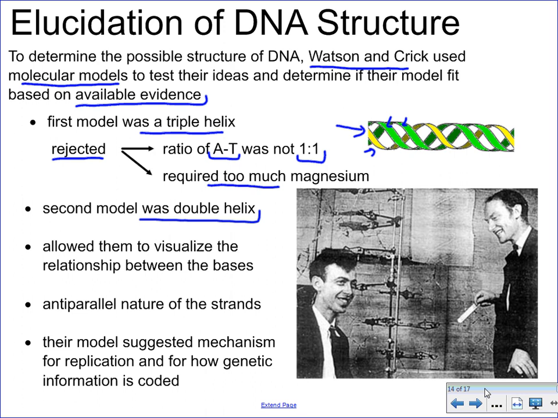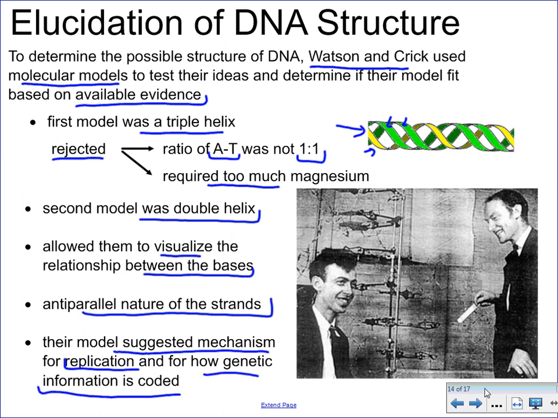Building these models allowed them to easily visualize the relationship between the bases and allowed them to determine how the bases paired together and how they could form hydrogen bonds between each other. It actually allowed them to figure out the anti-parallel nature of the strands as well. Their model was also very handy because once they came up with this model of two anti-parallel strands wound together in a double helix, it quickly suggested a possible mechanism for how DNA gets replicated and for how genetic information gets coded.